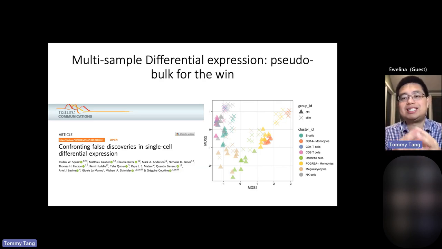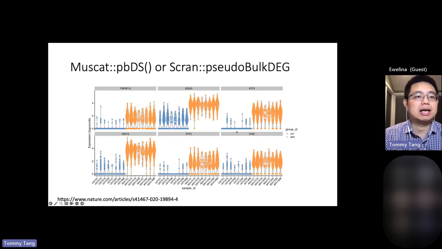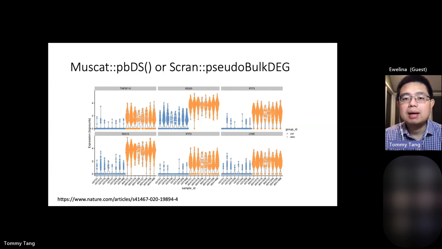Then one can use DESeq2 or edgeR, which were developed for bulk RNA sequencing data, to carry out the differential gene expression. Both muscat and scran, two Bioconductor packages, have functions to do pseudobulk analysis, but always plot the raw gene expression to check if the results make sense. Here, this is a controlled experiment in which you see very nice differences between the control and experiment group. But in a more heterogeneous experiment where you look for responders versus non-responders, the results may not be as clean as this.